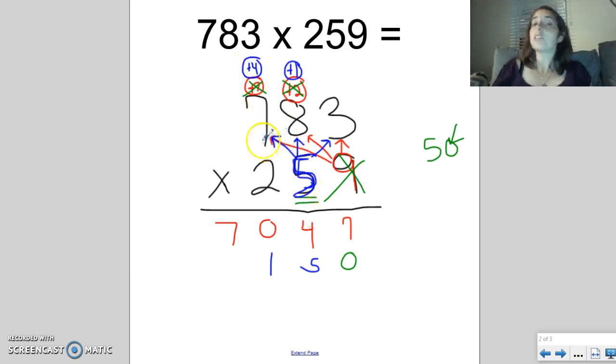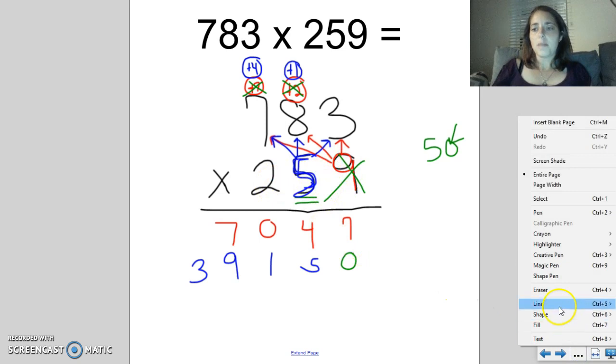5 times 7 is 35, plus 4 is... Thor. Stuck in my Viking lesson. Plus 4 is 39. So this second line here is the answer to 783 times 50. So far I've figured out what 59 would be, but I have 259.